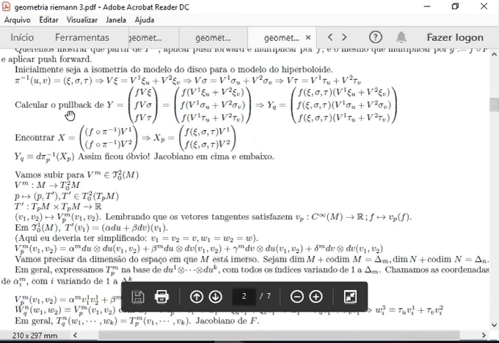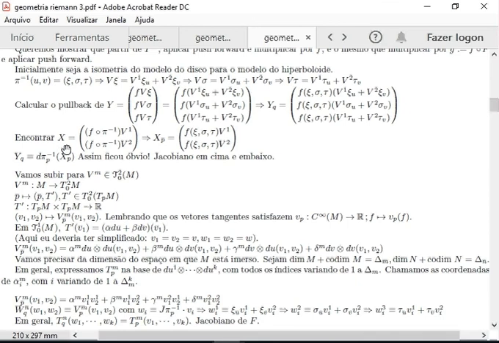When we calculate the pullback, we're going to find the X. Big X is equal to F circ P inverted at V1 and F circ P inverted at V2, two coordinates, a tangent field which at point P is Xp equal to F at Xi, sigma, tau applied to V1, F at Xi, sigma, tau multiplied by V2.